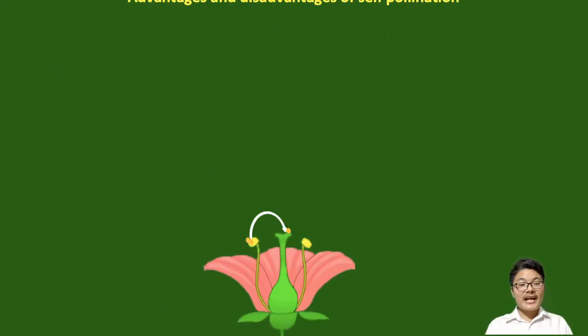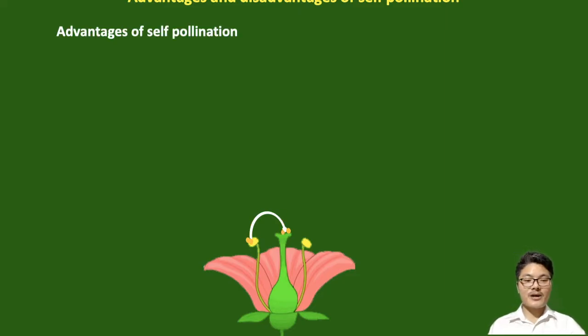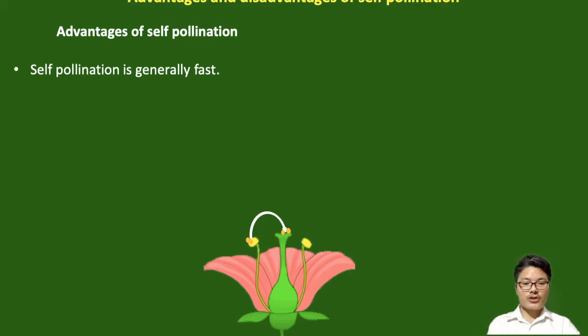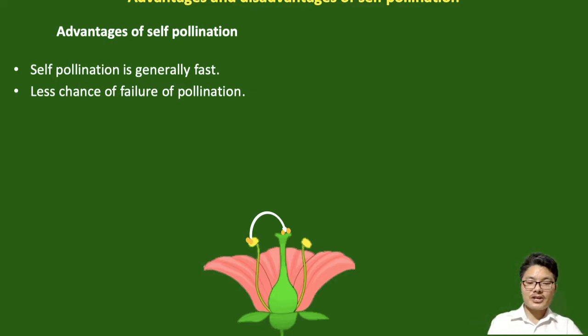Now let's look at the advantages and disadvantages of self-pollination. First, we'll discuss the advantages of self-pollination. Self-pollination usually occurs within a short duration, so it is generally very fast. There is less chance of failure of pollination as the pollination occurs within the same flower or between two flowers of the same plant. So there is less chance of damage to pollen grains as they have to travel a short distance.